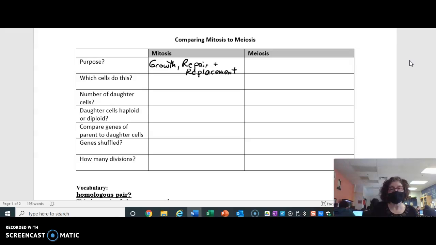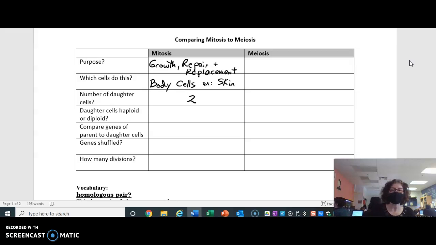What kind of cells do this? Body cells do this. For example, your skin cells go through mitosis a lot because they're constantly sloughing off and needing to be replaced. So a skin cell is a good example of a cell that does a lot of mitosis. Number of daughter cells created? 2. You make 2 of them. Every time you do mitosis, you produce 2 more cells that were exactly like the parent cell.